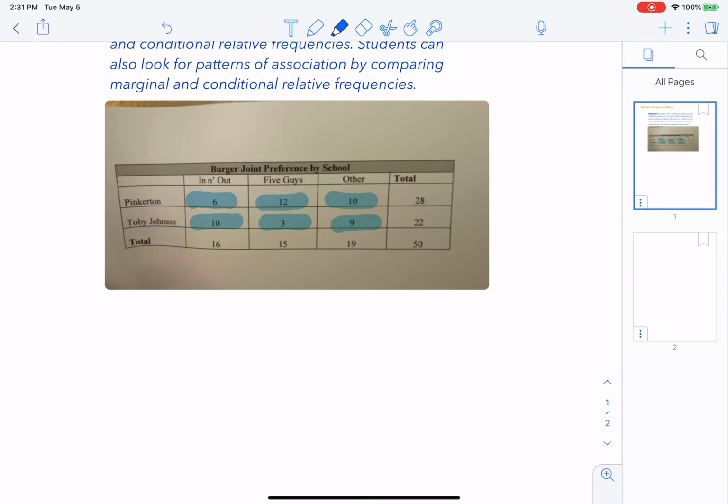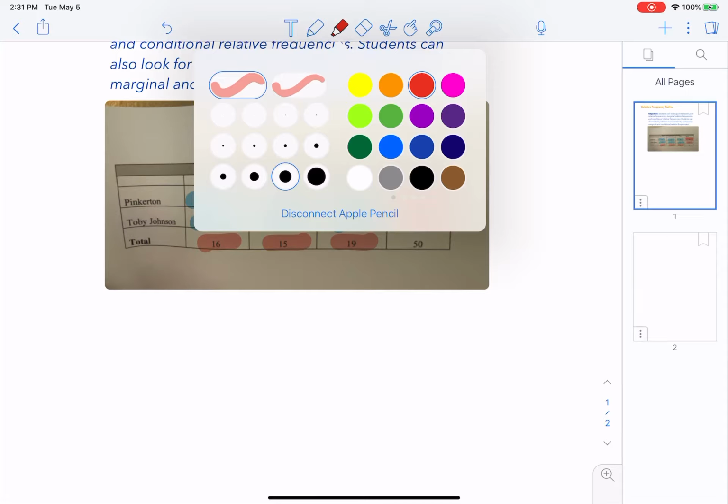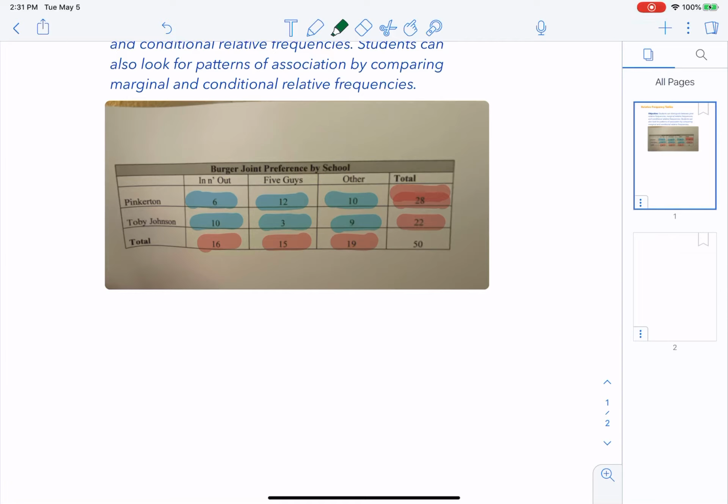Now I'm going to mark the column totals in red, and the row totals for that matter. The total number of students at Pinkerton who took the survey, you can see, is 28, for instance. The total number of people who prefer Five Guys is 15. And finally, we have the grand total. That's over here. Notice that the blues add up to the reds going both directions in the table, and the reds also in both directions add up to the green, the grand total.